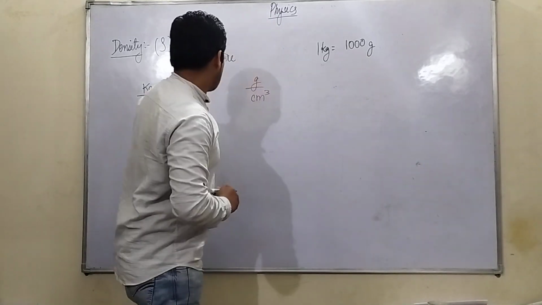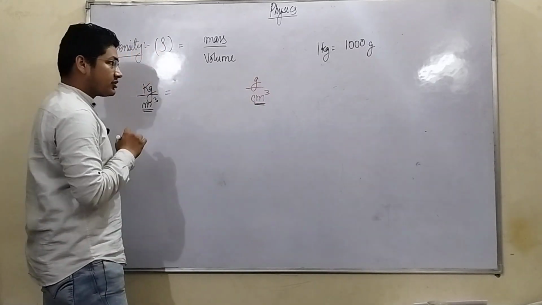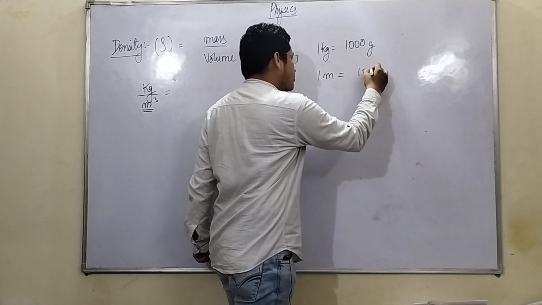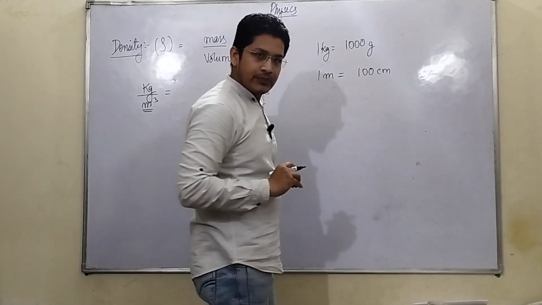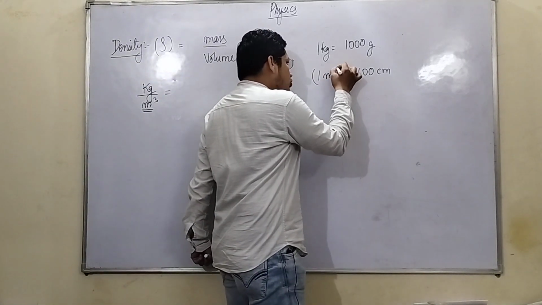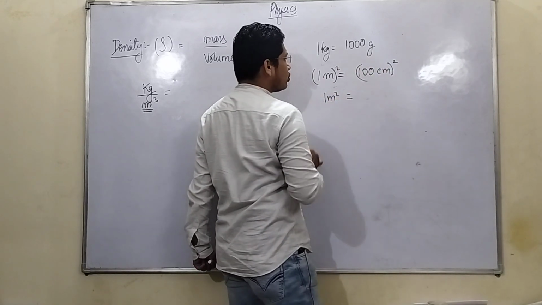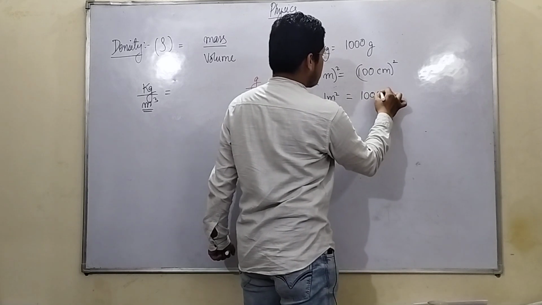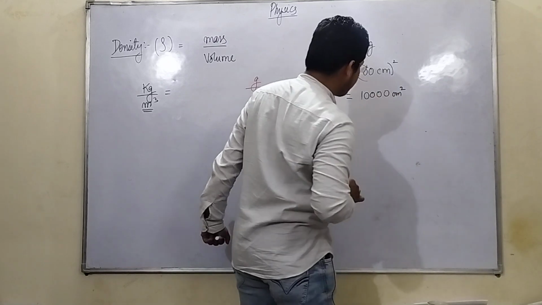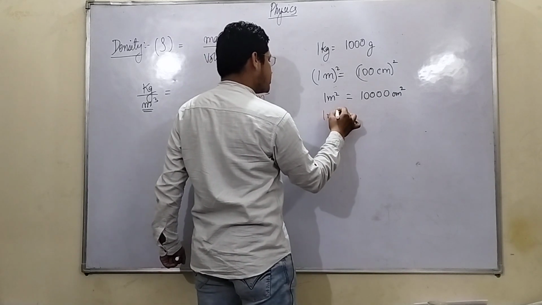Now we have to convert meter cube into centimeter cube. We know it very well also: 1 meter is equal to 100 centimeter. Any problem, beta? Now, if we do the square of it, what will come? 1 meter square will be equal to 10 raised to power 4 centimeter square. Now beta, what will happen if we do the cube of it?